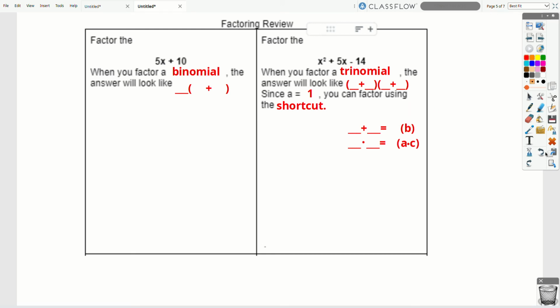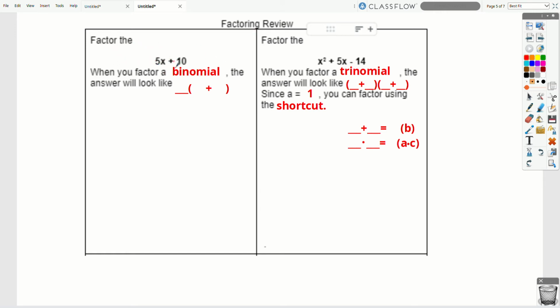Okay, so we're going to wrap up factoring for a while, and this is going to be a review of all the different kinds of factoring that we have done so far and what they look like. So this can be kind of your reference paper in terms of what your answers will look like based on the kinds of problems given. And so we're going to factor 5x plus 10.